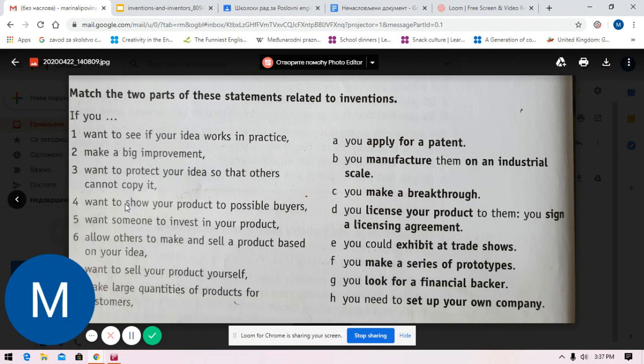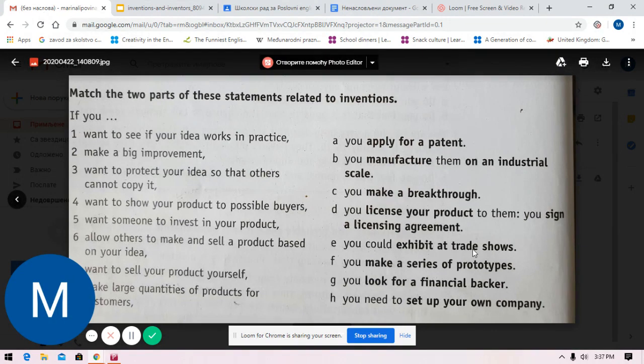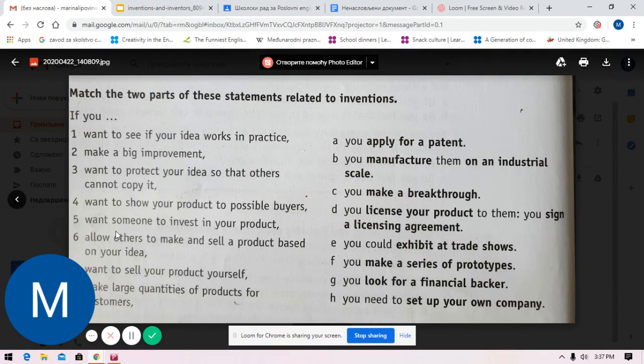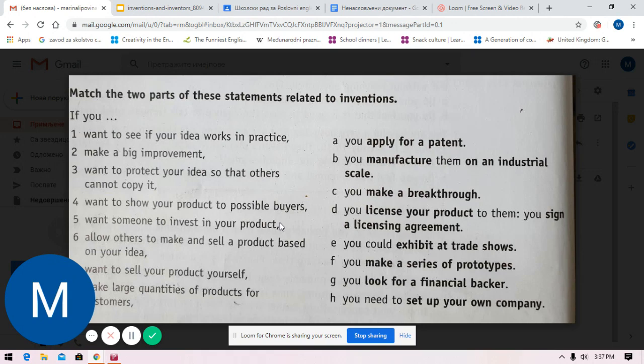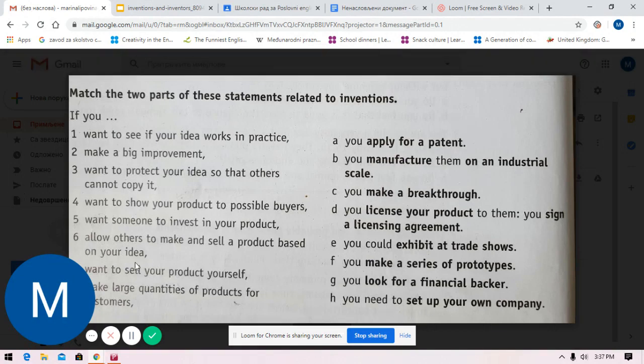Okay, number 4. If you want to show your product to possible buyers, where should you go? What do you think? Where should you go? Certainly, you could exhibit at trade shows, or you can show or display your product at trade shows. Number 5. If you want someone to invest in your product, what would you do? You look for a financial backer or financial, as we explained, sponsor. Okay, number 6.